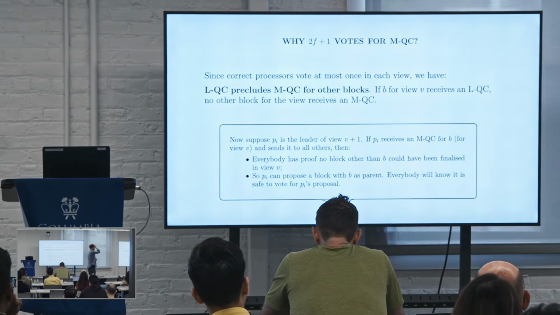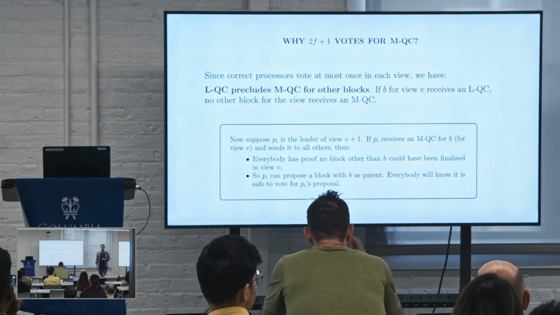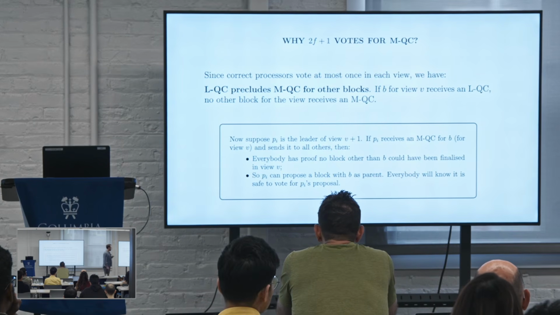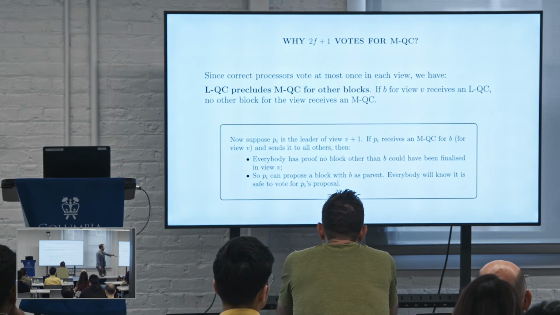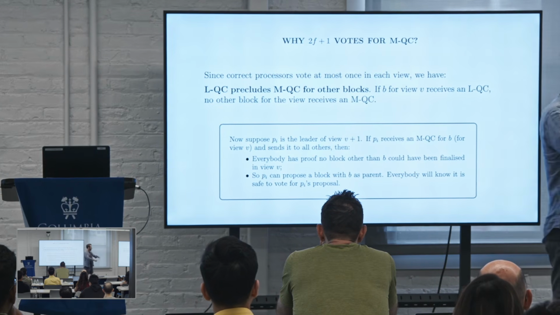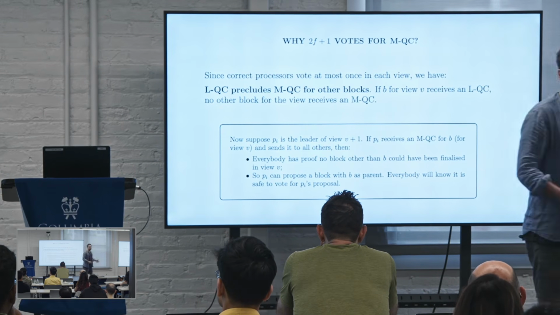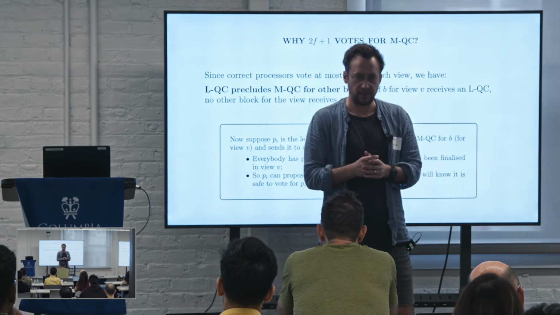Okay, so now suppose Pi is the leader of the next view, view V plus 1. Pi receives an MQC for B, like in view V. If they send that to all others, then everybody has proof that no block other than B could have been finalized in view V. So Pi can propose a block with B as a parent. Everyone knows it's safe to vote for Pi's proposal. That's the basic thinking behind these MQCs.